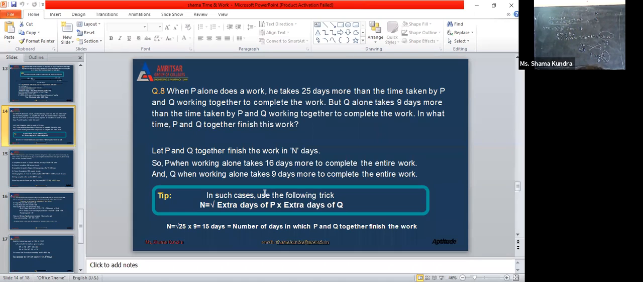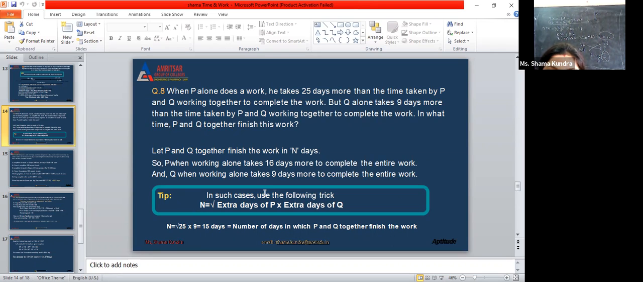Now by our regular method of one day work and inversion and all that, it would be very difficult to solve, and it would be really very lengthy. So just remember a very small formula. n is nothing but square root of extra days of P multiplied by extra days of Q. Extra days of P means P takes 25 days more than P and Q working together. So extra days of P are 25 into extra days of Q, which is 9.